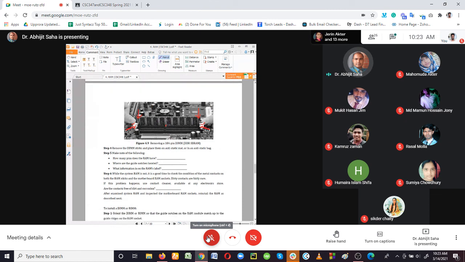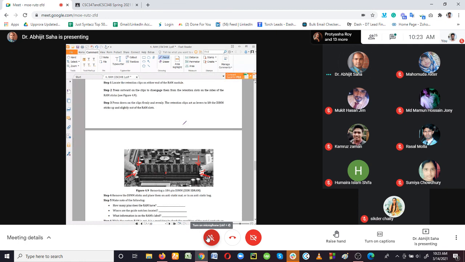We are going to practice this in the lab, how to install it. Actually, it's not so difficult, but for some students it's really difficult to install a RAM. If you practice a few times, it is going to be very easy for you, so you do not need to be afraid of it.